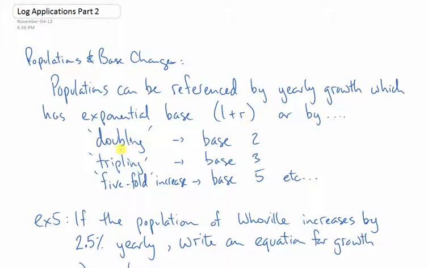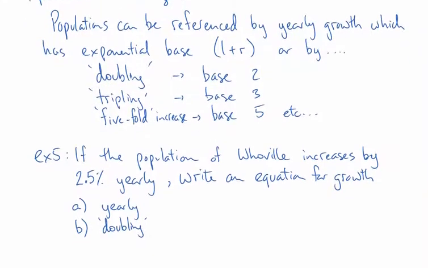However, populations can be described based on doubling, that they double in a certain time interval, or triple, or experience 5-fold increase, or other things. These would be base 2, or 3, or 5, and so on. And we're talking about the same population, so there must be a way of making equivalence between these two things. So I want to look at that a little bit.